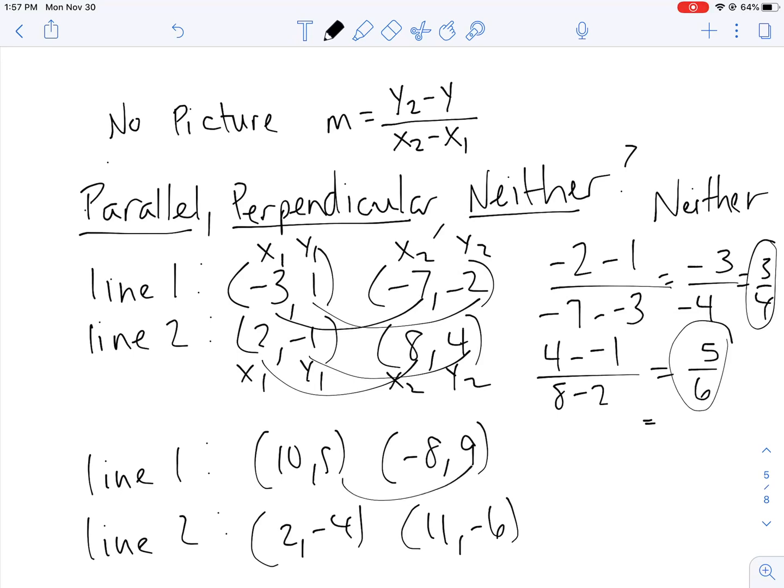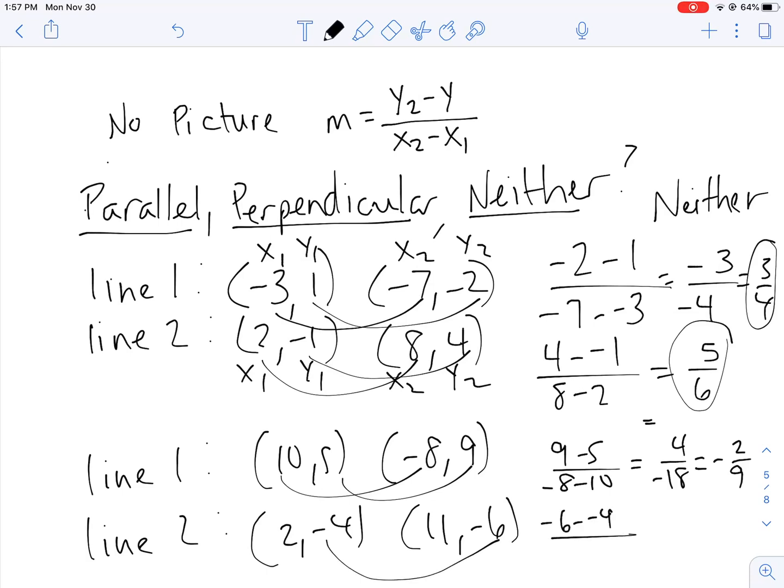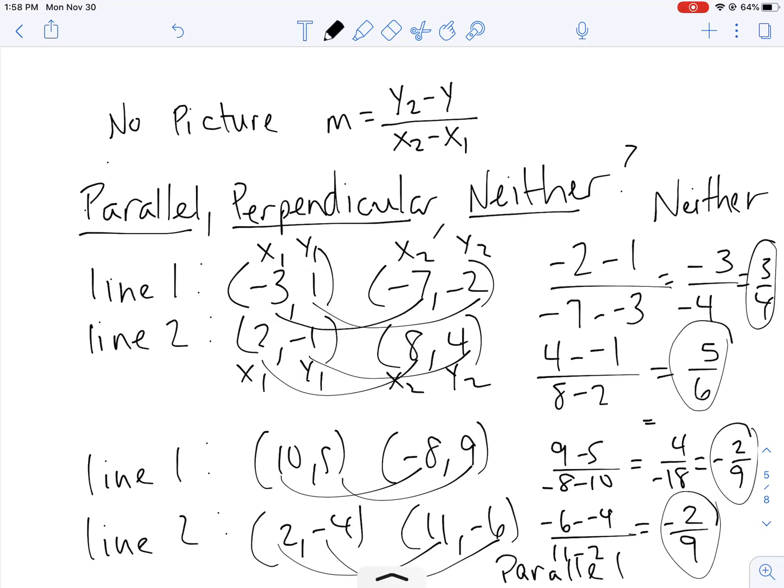Again, 9 minus 5 over negative 8 minus 10. That's 4 over negative 18, which reduces to negative 2 over 9. Check the other slopes. Negative 6 minus negative 4 over 11 minus 2. Negative 2 over 9. But hey, these slopes are the same. So those lines are parallel. Awesome. It's kind of easier when we're just given points.